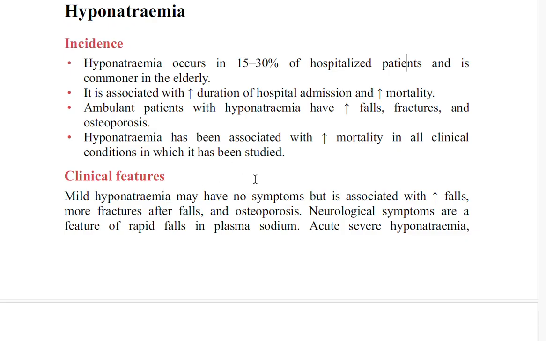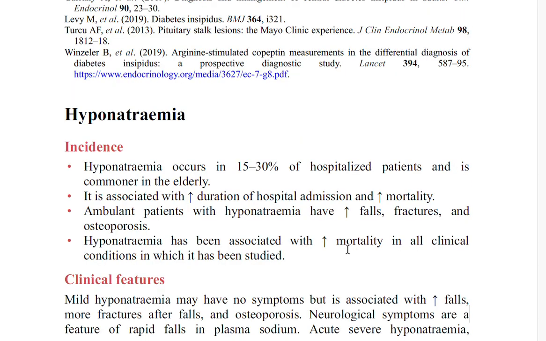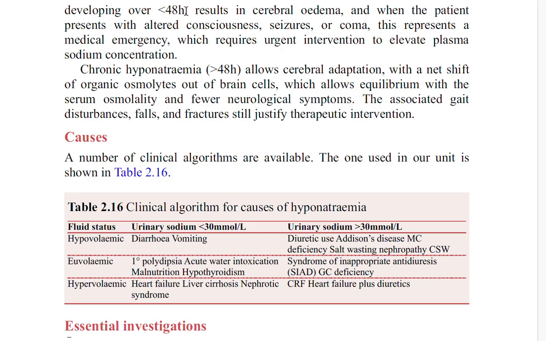So, what clinical features will you find in a patient with hyponatremia? Mild hyponatremia may have no symptoms but may be associated with increased falls, more fractures after falls, and osteoporosis. Neurological symptoms are a feature of rapid falls in plasma sodium. Neurological features mean the patient can have headache, confusion, or seizure. They are very common signs and symptoms of acute hyponatremia, due to a rapid fall in plasma sodium. Acute severe hyponatremia is developing over less than 48 hours.